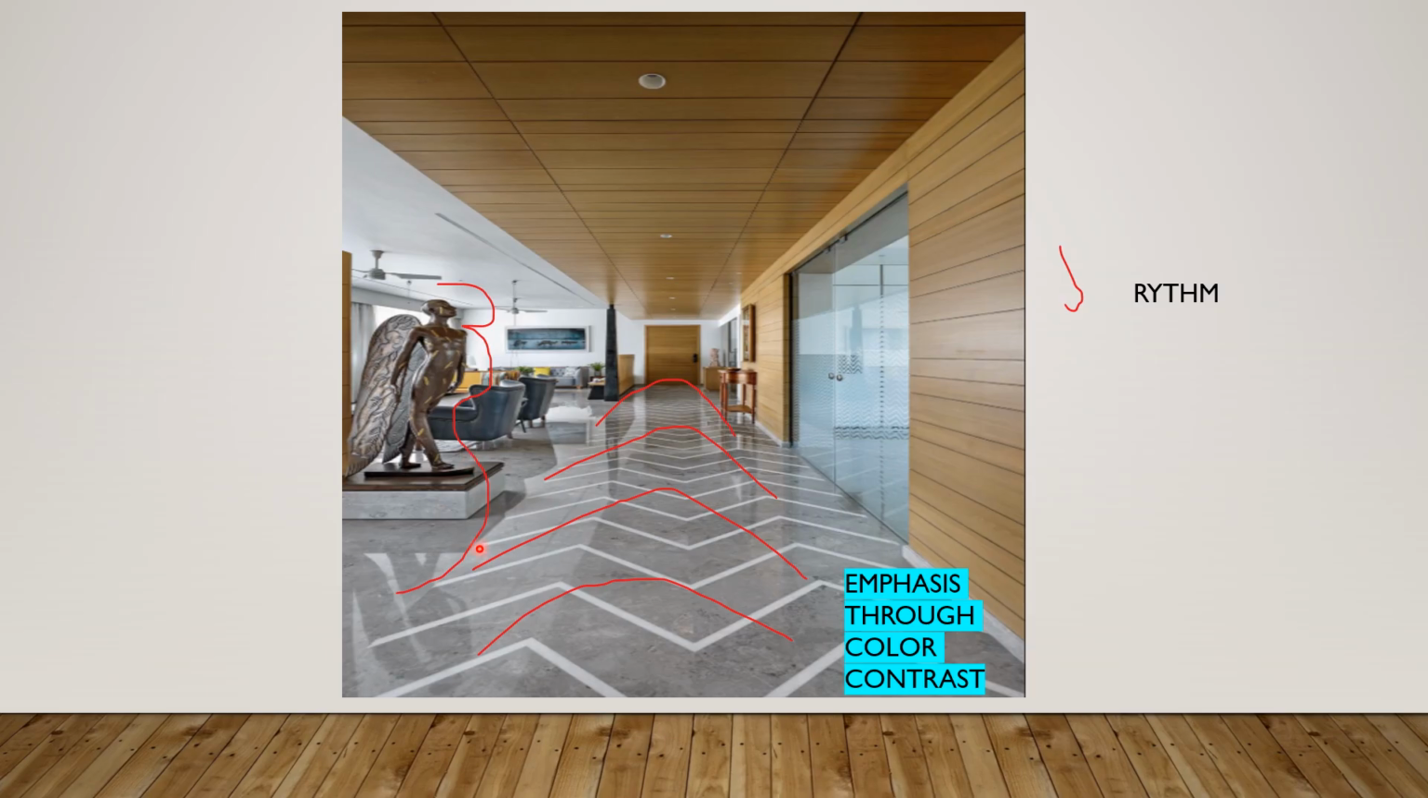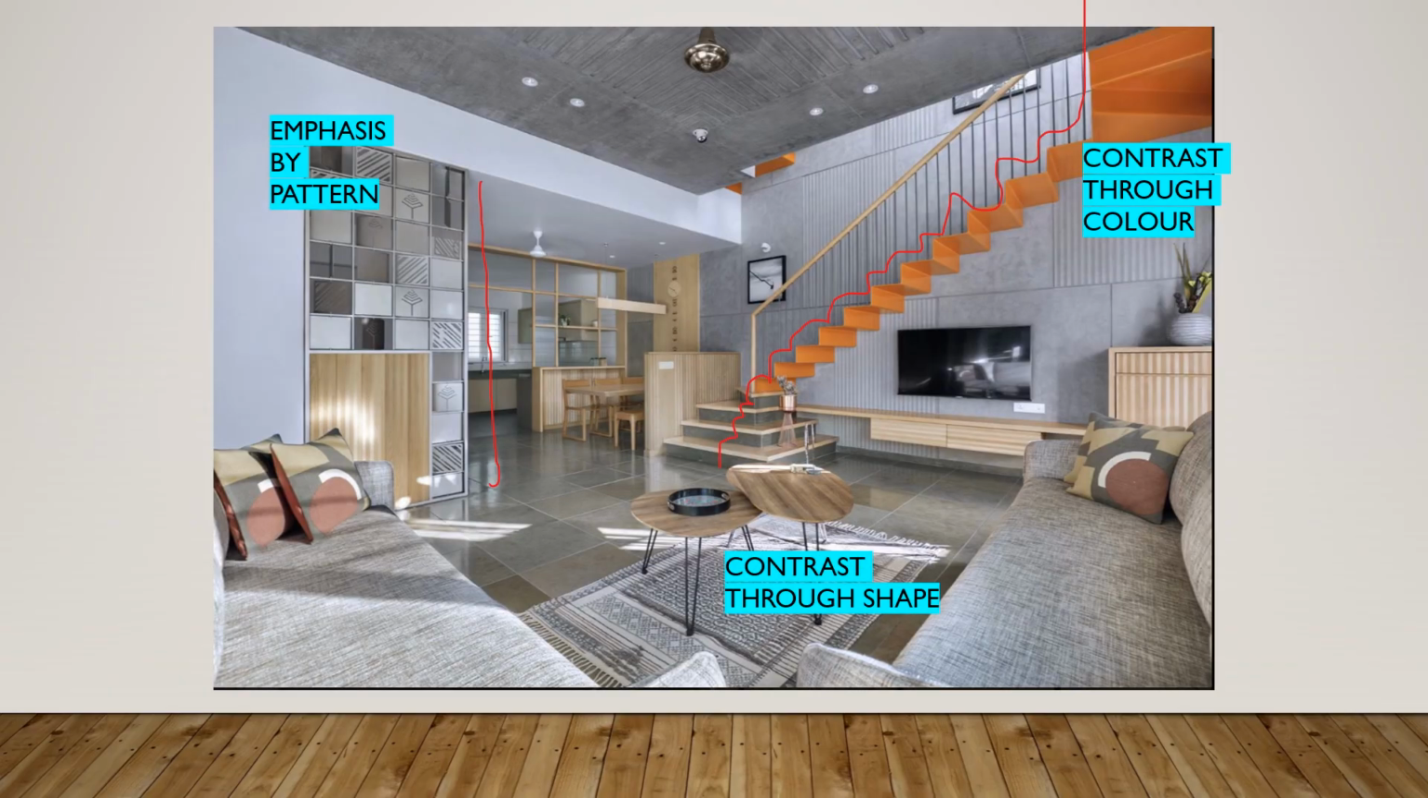Rhythm of the scene. This is also the rhythm for the scene. This is color contrast. This is emphasis through color contrast. Rhythm of the space. Contrast through color. This is contrast through space. This is emphasis by pattern.